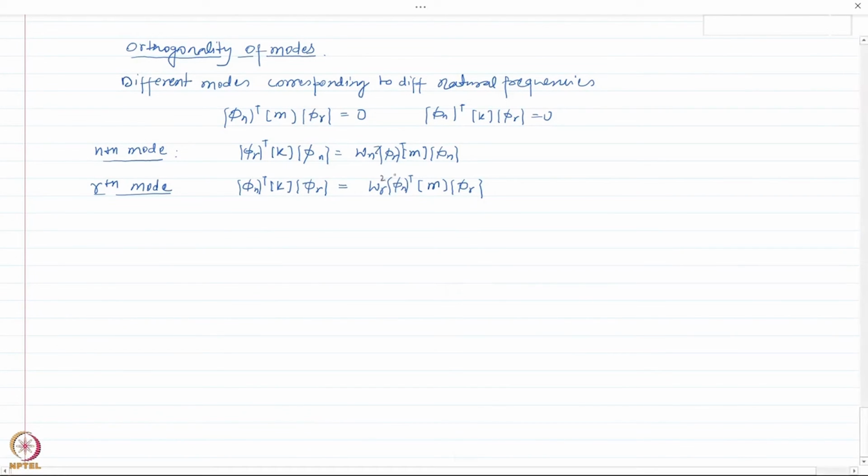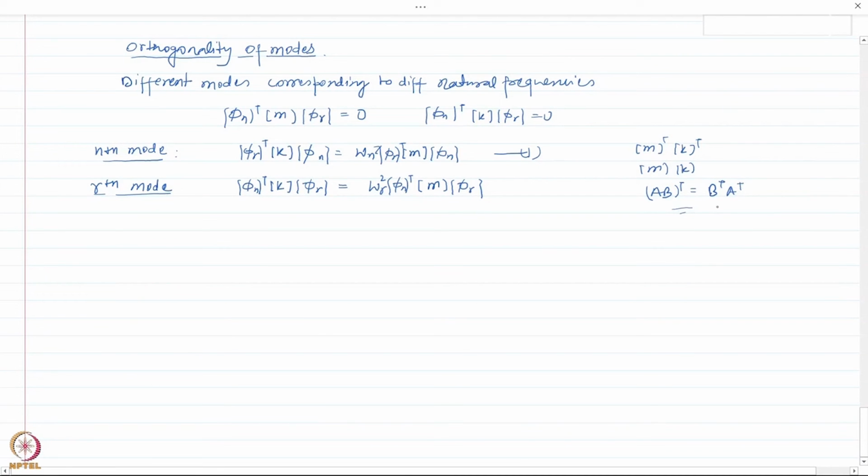Then I can take the transpose of one of the equations. So let us say I take the transpose of this equation on both sides. Remember, if a matrix is symmetric like the M or K matrix, its transpose would be the same. And if you take the transpose of a product of two matrices, it would be the transpose of the second matrix times the transpose of the first matrix. So I'm going to employ these rules here.